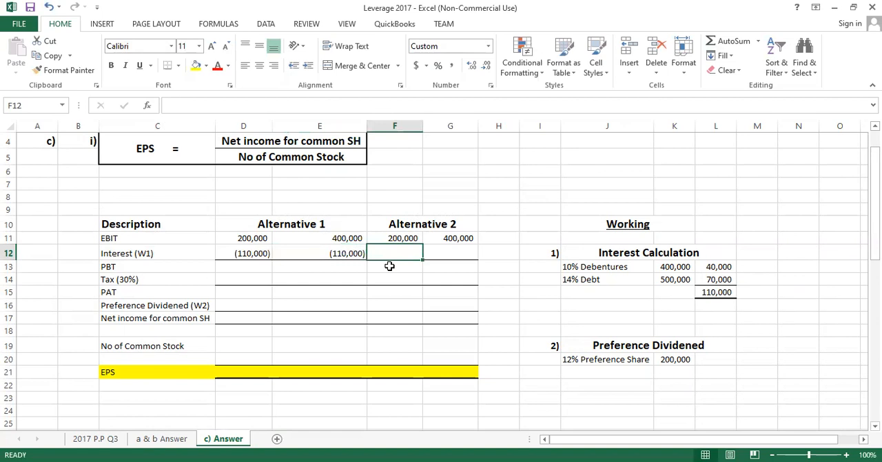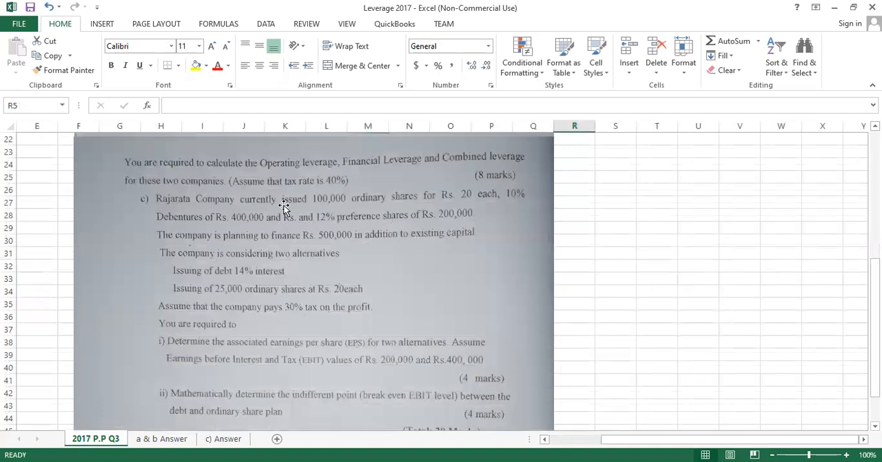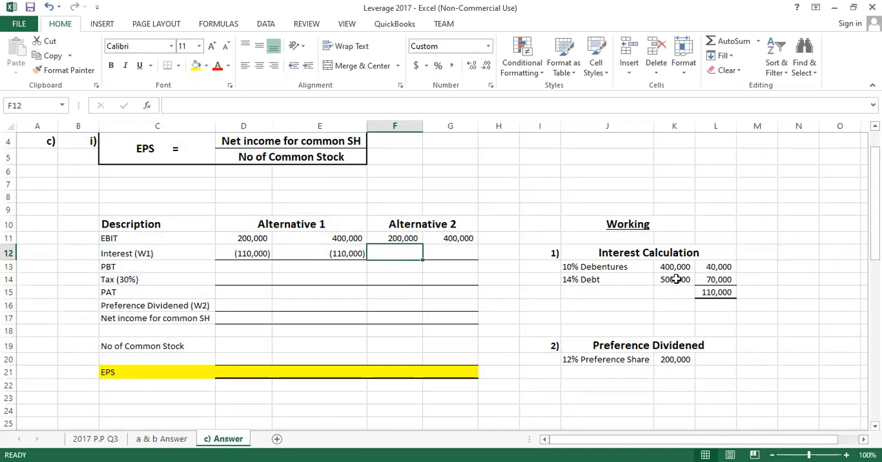Likewise, alternative 2. The company currently has issued 10% debentures for 400,000, which is the debt capital, and alternative 2 is the equity capital. So we can't calculate the debt for this equity capital. So we consider only the 400,000. We already calculated the 400,000 interest is 40,000. Then less the interest for alternative 2 is 40,000.